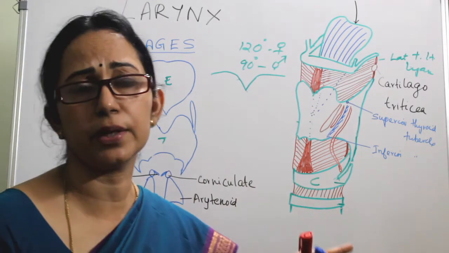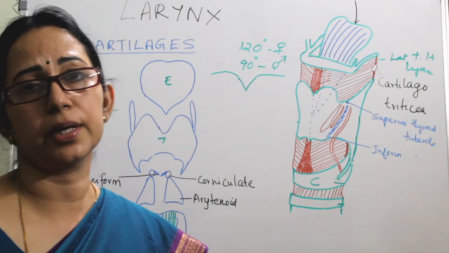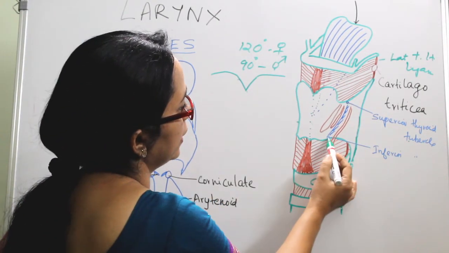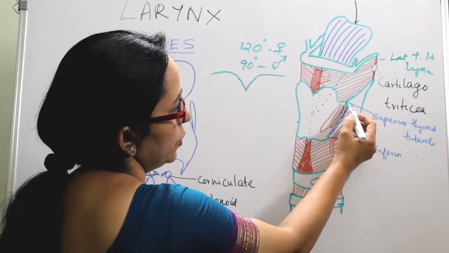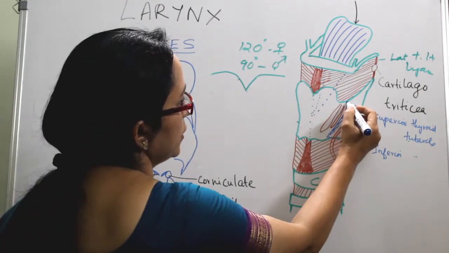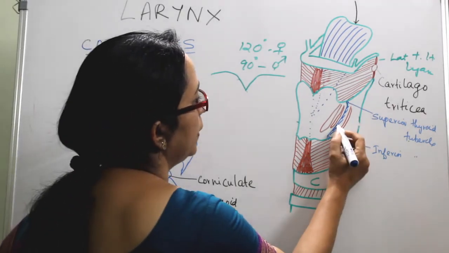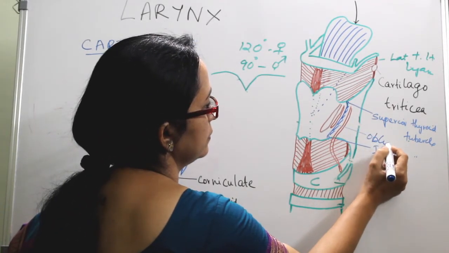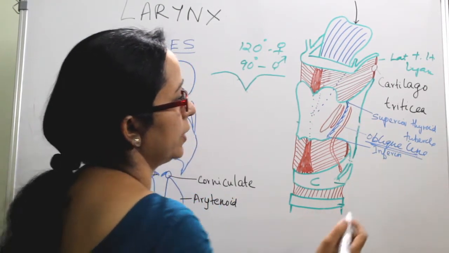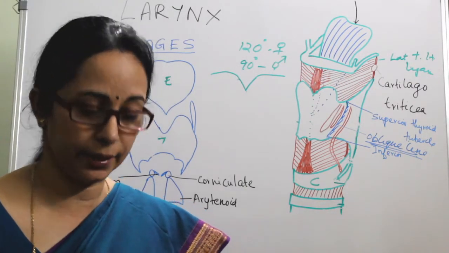There is one more important thing on the lateral side, that is, in the lamina of the thyroid cartilage, the oblique line. See, here there is a superior thyroid tubercle and here is an inferior thyroid tubercle. From the superior thyroid tubercle coming to the inferior thyroid tubercle is a prominence, and that is called the oblique line. This oblique line is important. The attachments of the oblique line are important. There are three attachments to the oblique line.